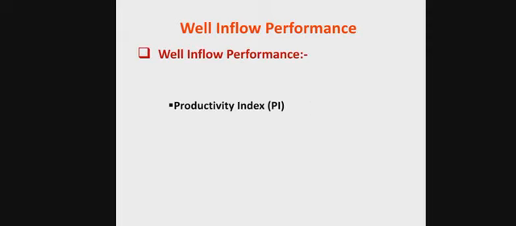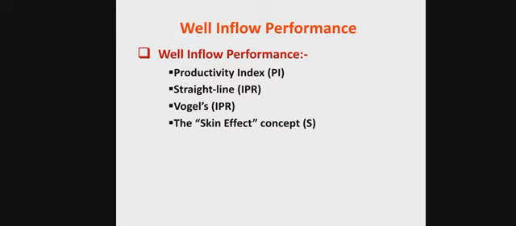The well inflow performance is characterized by several factors such as the productivity index, the straight line IPR, Vogel's IPR, and the skin effects. When you start producing the well, the production is first at a constant rate, and at a certain level it starts changing. We will illustrate it on a graph. At that moment we talk about Vogel's IPR, the inflow performance relation. The skin factor is about how the flow is in the reservoir. We will get to it and explain each item deeply.